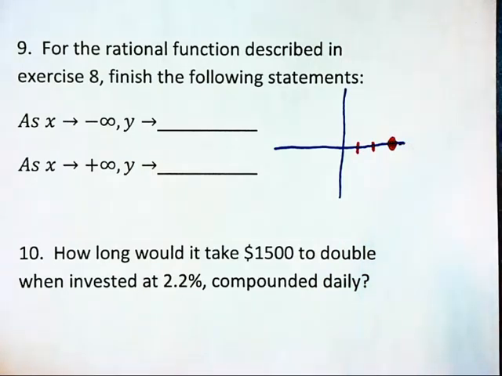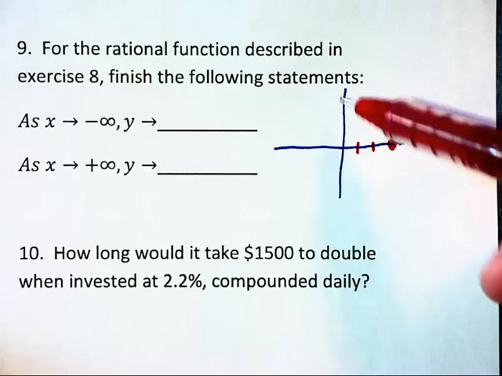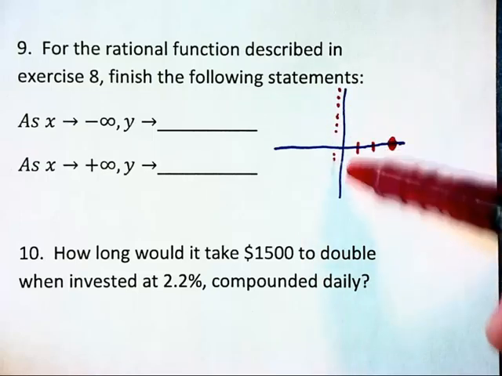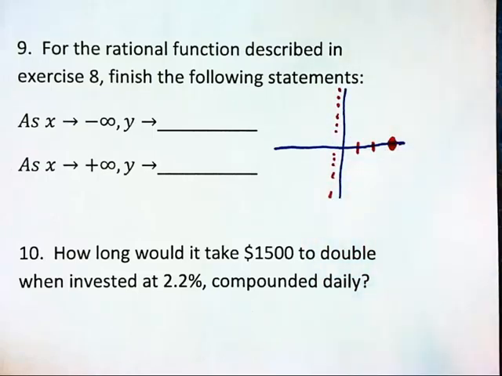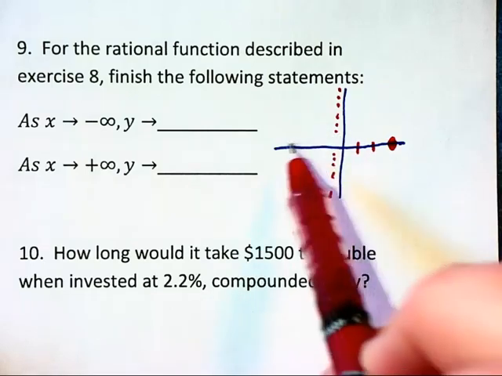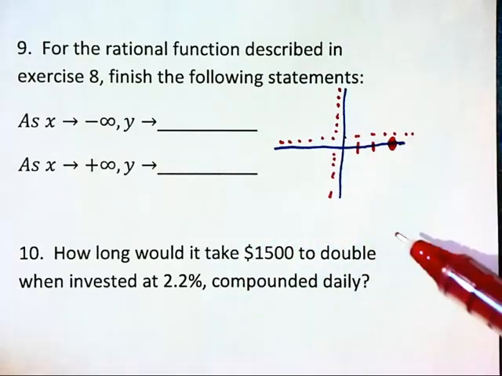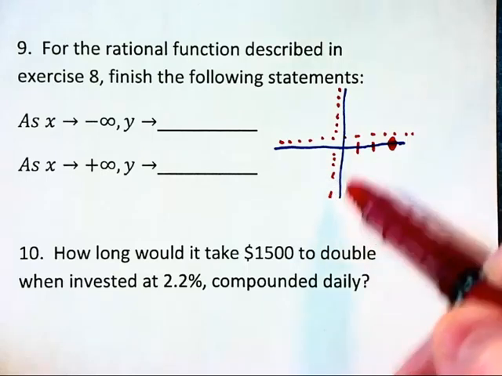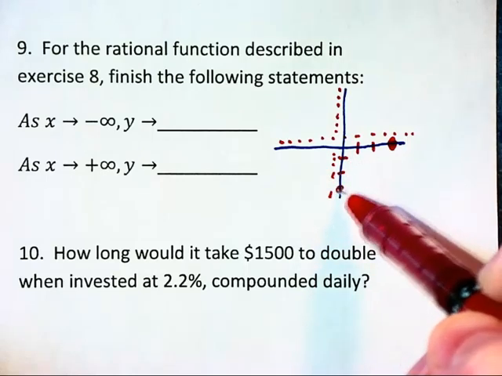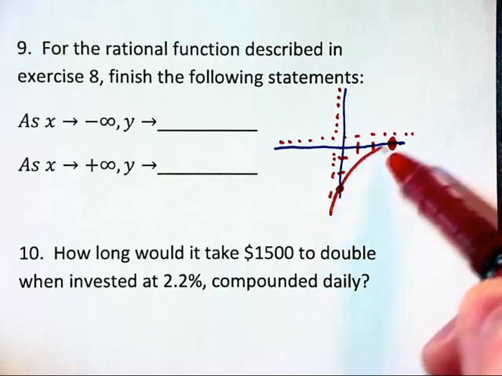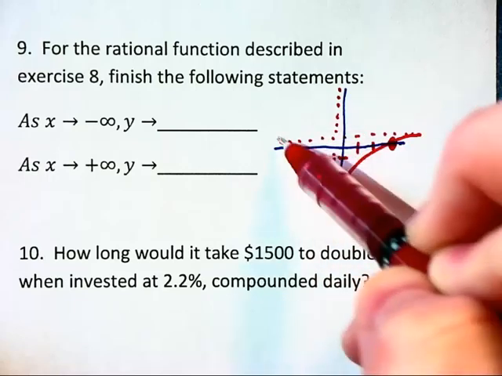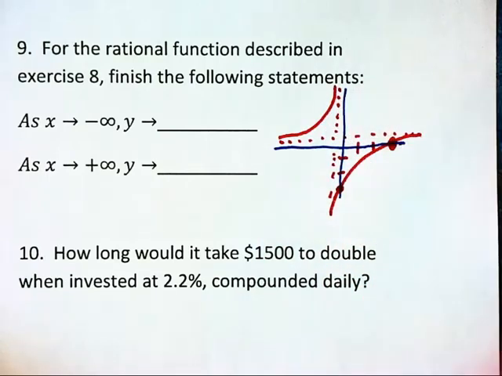We said we were going to have a vertical asymptote at -1/2, which is going to be right there. We're going to have a horizontal asymptote at y equals 1/2. And we're going to have a y-intercept at -3 right down here. That to me tells me that we have a curve down here in the bottom right as well as up here in the top right. Now let's fill out these statements.